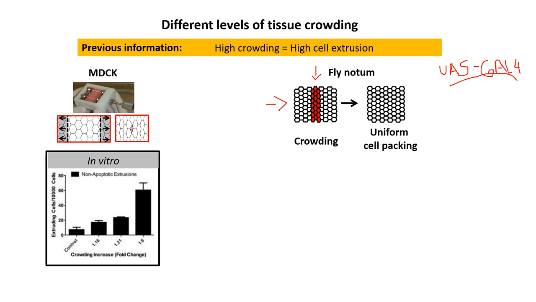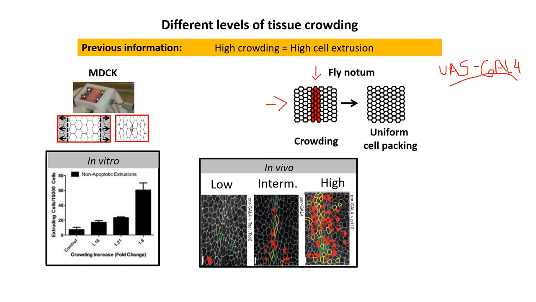Yeah, so they use the UAS Gal4 system to express a specific gene in a specific region. I wonder which gene you would express? Yeah, so what they did here, and I'll show you the figure, is create in vivo, in flies, different levels of crowding: low, normal, and here they have high levels of crowding.